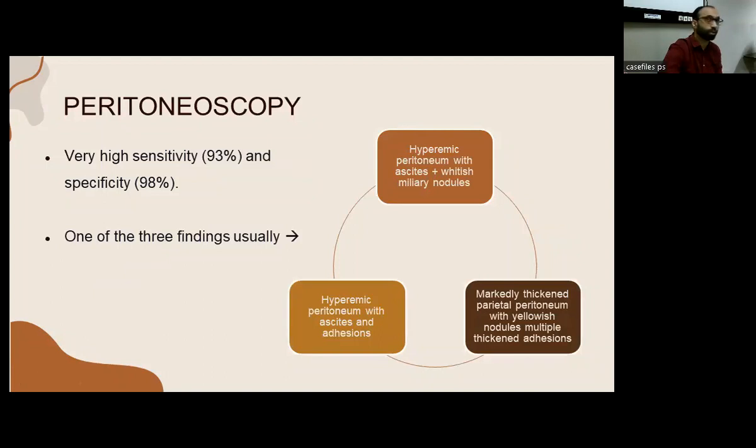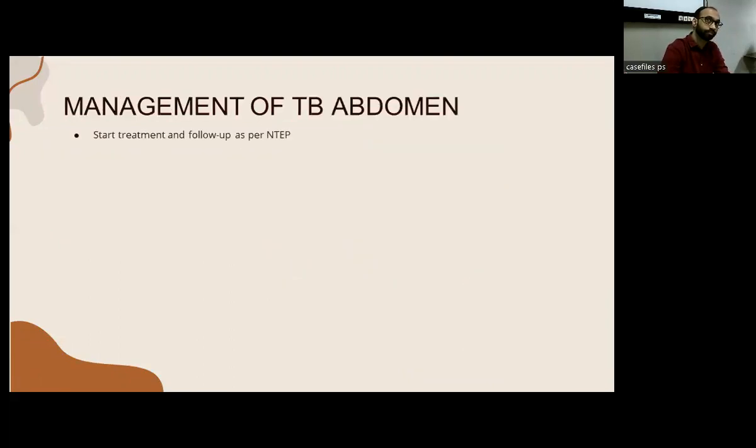So on laparoscopy, what we usually tend to see are three common findings, and this is highly sensitive and specific for abdominal TB. We could either see a hyperemic peritoneum with ascites or with whitish miliary nodules, or a hyperemic peritoneum with ascites and many dense adhesions in the abdominal cavity, or a markedly thick peritoneum with yellowish nodules studded on the surface and multiple thick adhesions. Any of these three can be present.